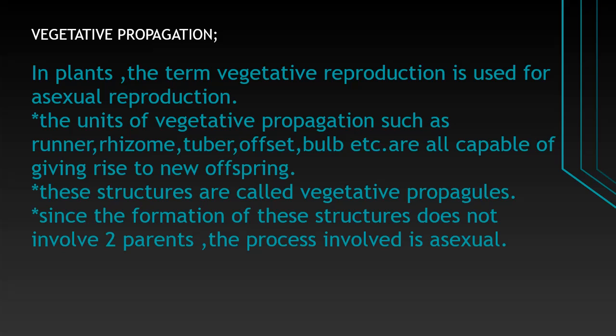So in plants, the term vegetative reproduction is used for asexual reproduction. The units of vegetative propagation such as runner, rhizome, tuber, offset, bulb, etc. are all capable of giving rise to new offspring. So which are the capable things? Runner, rhizome, tuber, offset, bulb. These are what help in giving rise to new offspring. These structures are called vegetative propagules.